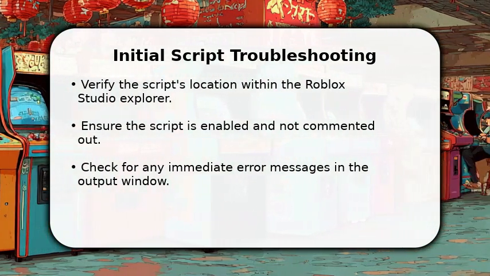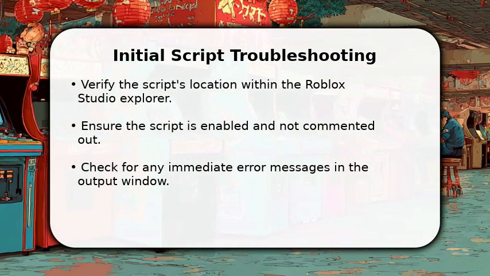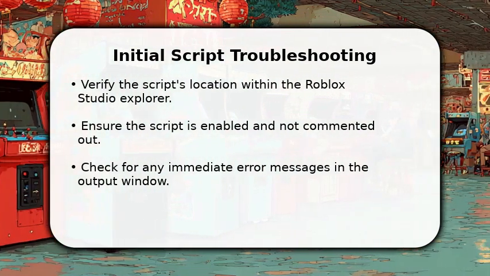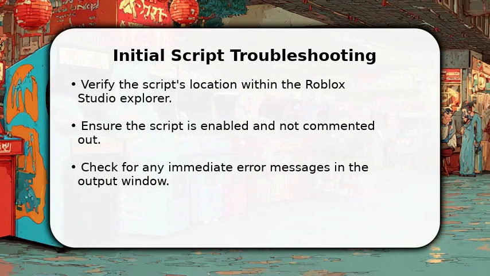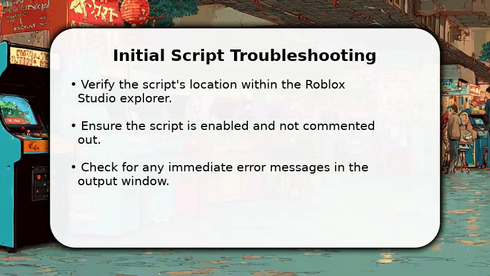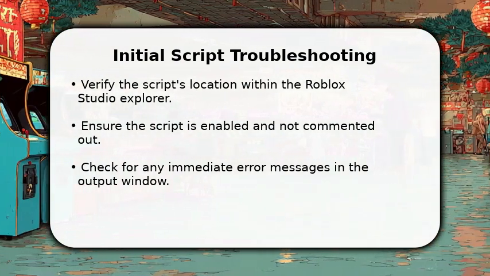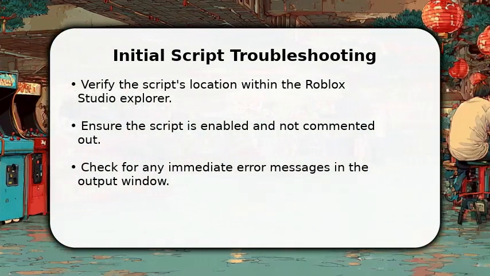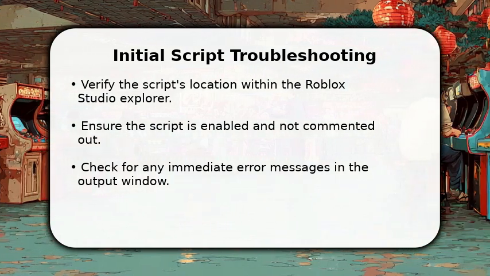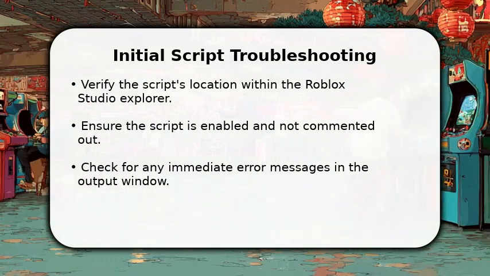First, always confirm your script's exact location within the Explorer window. Make sure it is enabled and not accidentally commented out. Immediately check the output window for any error messages. This is your first clue. A quick review of these initial steps can often resolve many common issues, saving you valuable development time and effort.